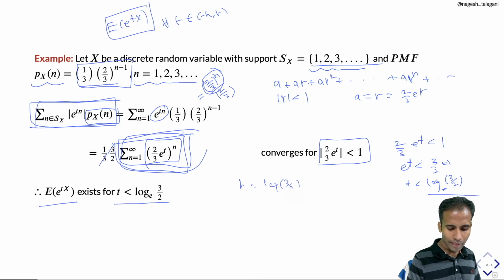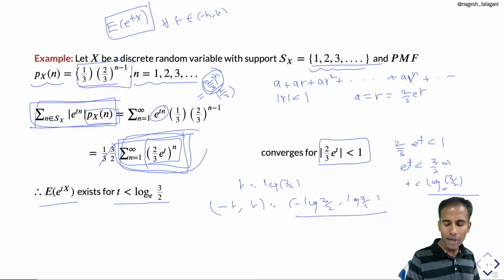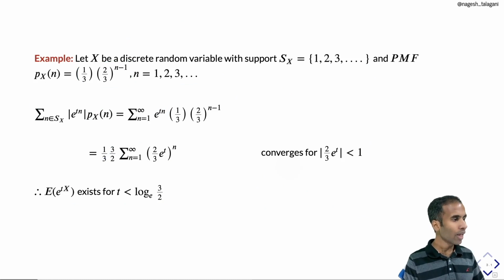So I can guarantee that this expectation of e^(tX) exists for -h to h, that is -log(3/2) to log(3/2). So this expectation of e^(tX) exists for all t from -log(3/2) to log(3/2). We came up with an h which is log(3/2). Okay. So hence the MGF of X exists, as this expectation of e^(tX) exists in some neighborhood of 0. Now let's compute the MGF.